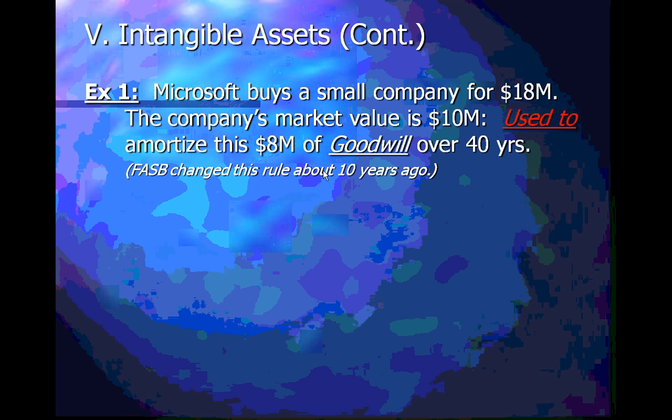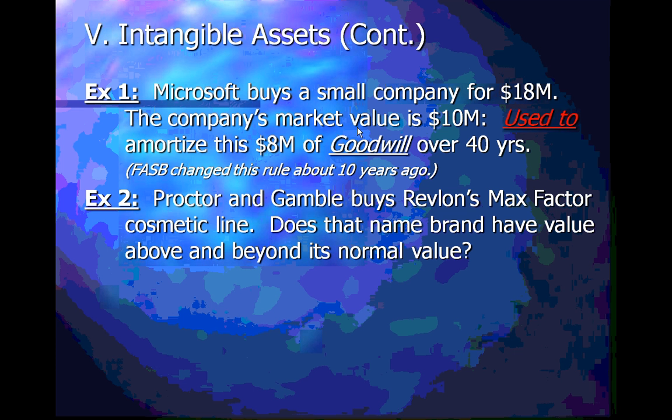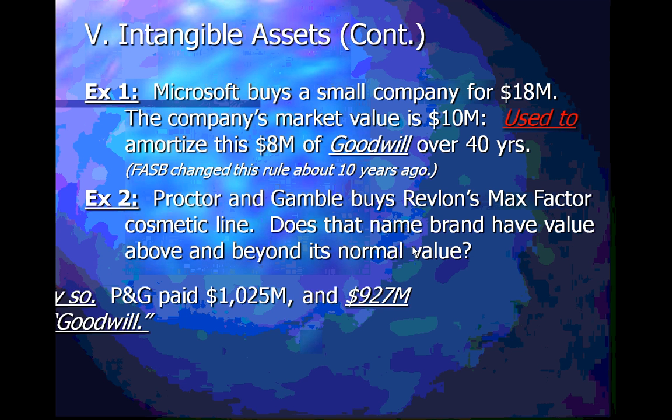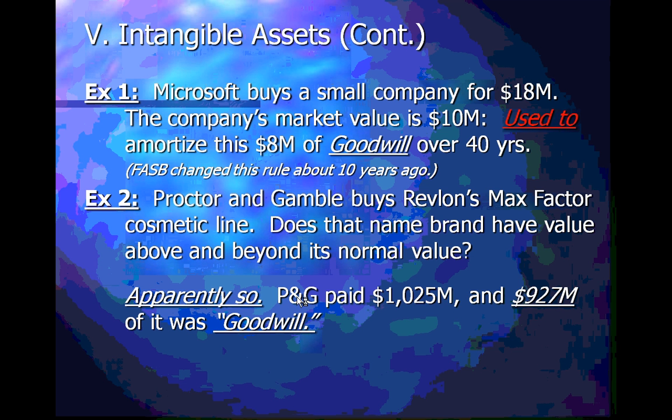The rule changed about 10 years ago because companies were having so much goodwill, they were getting a huge write-off on their books. This is a real number from a real purchase. Procter & Gamble bought Revlon's Max Factor cosmetic line, not the whole Revlon company, just this line. And the question is, does the name brand have value above and beyond its book value? The answer is yes. Procter & Gamble paid 1.025 billion, or 1,025 million, and over 90% of it was what they called goodwill.